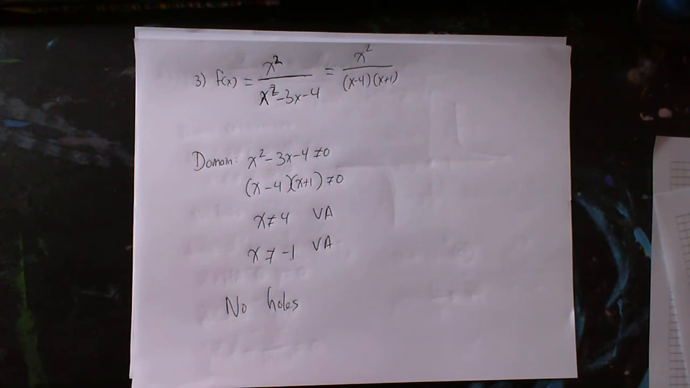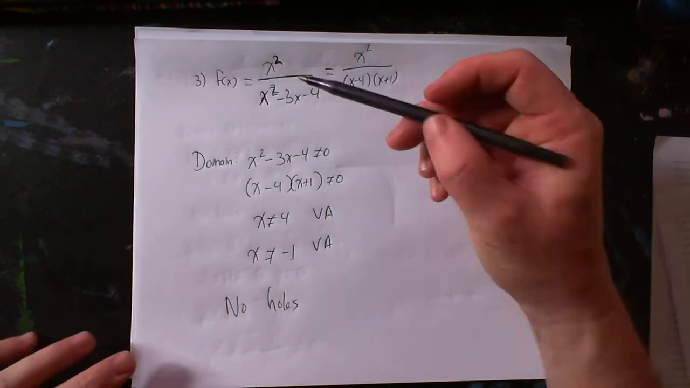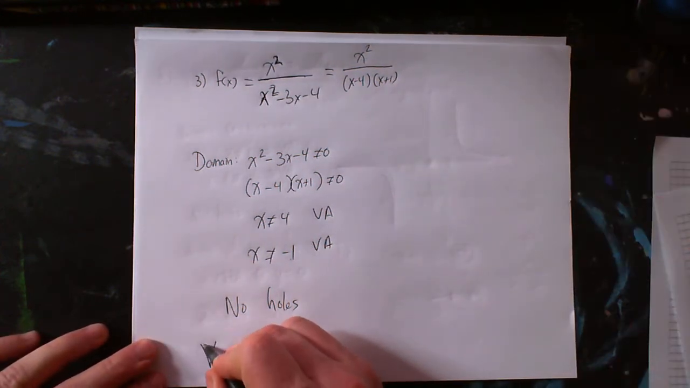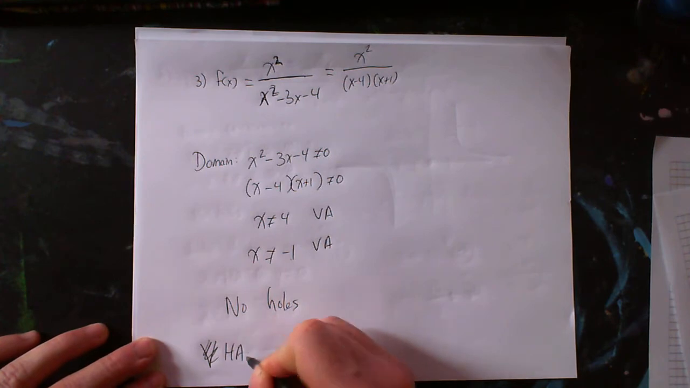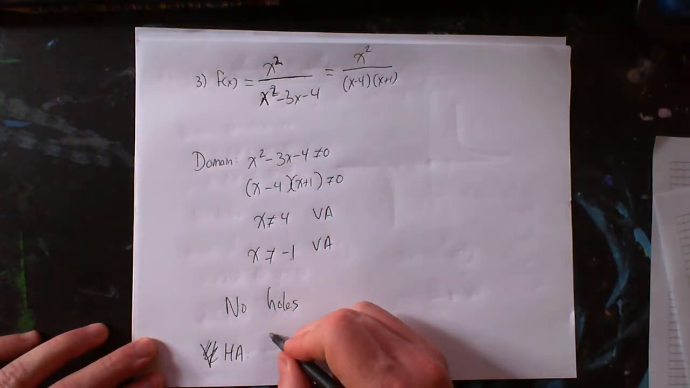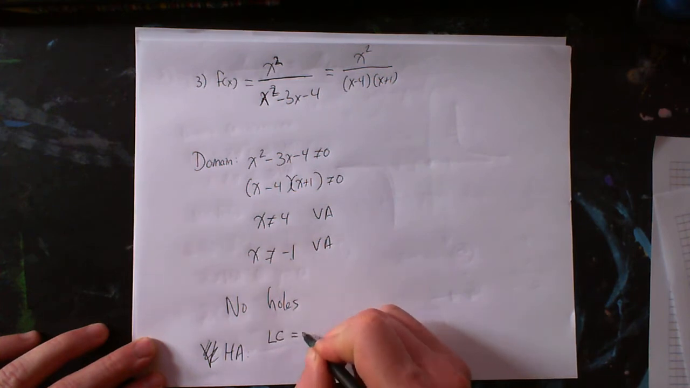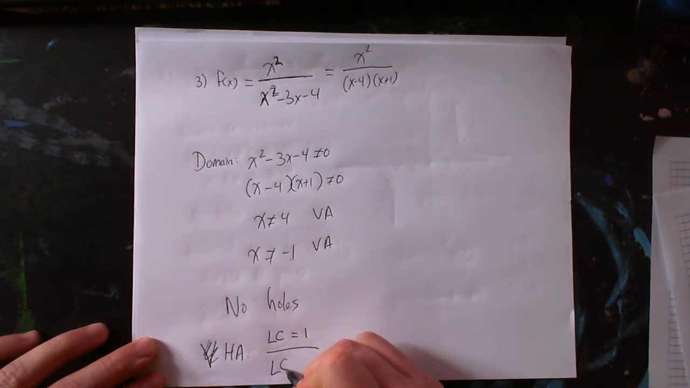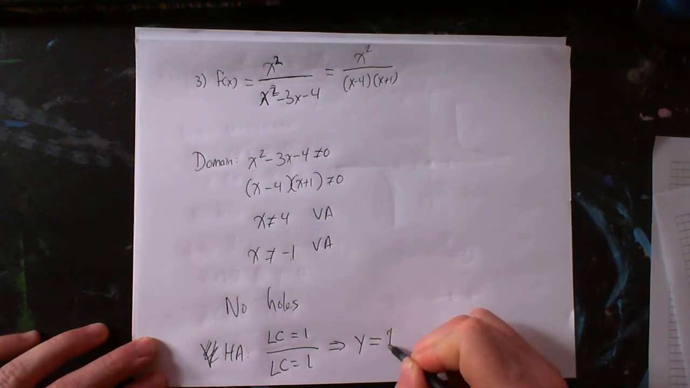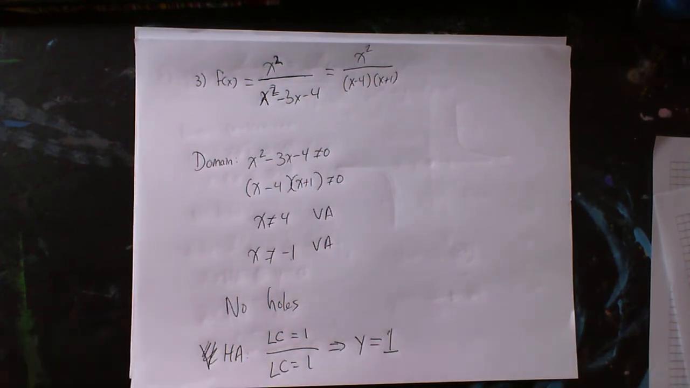The degree of the numerator and the degree of the denominator are equal. They are both 2. And so the horizontal asymptote is going to be the ratio of the lead coefficients. The lead coefficient of the numerator is 1. The lead coefficient of the denominator is 1. So the horizontal asymptote is at y equals 1.